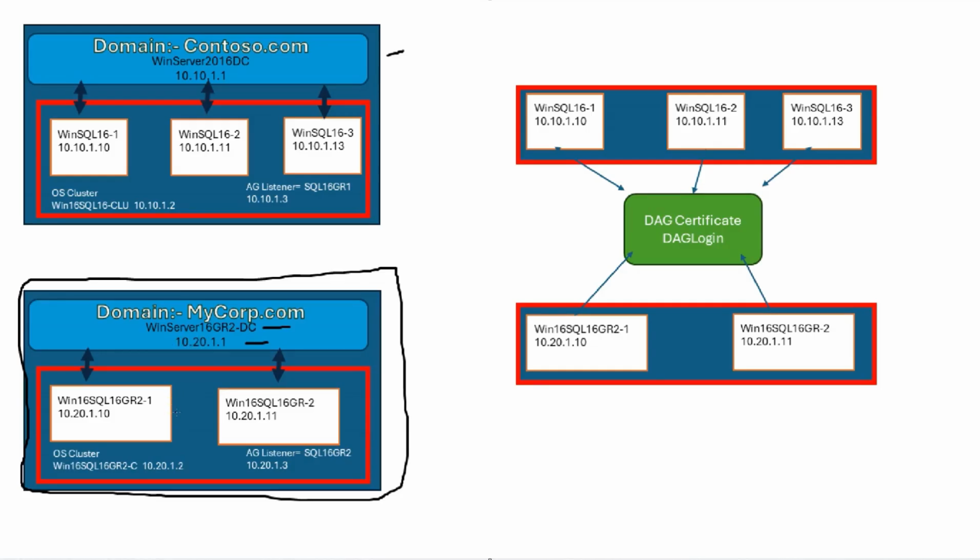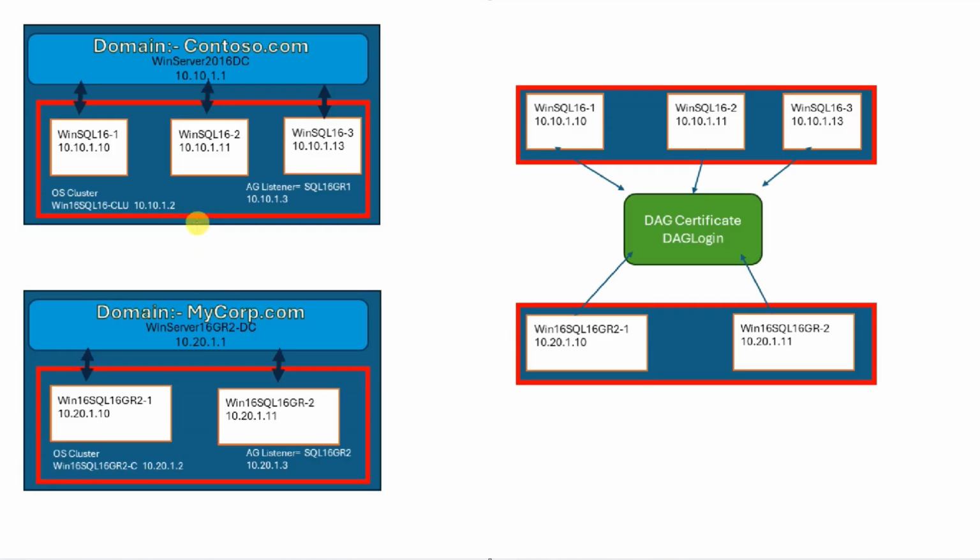Now in this environment, I only have two nodes instead of three. For the sake of my PC, I'm running these virtual machines on, just to save some resources, I have only two nodes in this environment. So the first server name is Win16 SQL 16 gr2-1. gr2 stands for group 2. The IP is 10.20.1.10. The second server is Win16 SQL 16 gr2-2, and the IP is 10.20.1.11. Now these two servers are part of a Windows cluster called Win16 SQL 16 gr2-C, and the IP is 10.20.1.2. And the availability group listener is called SQL 16 gr2, and the IP is 10.20.1.3.